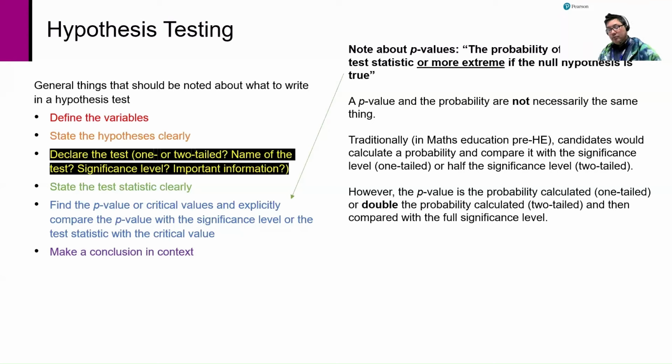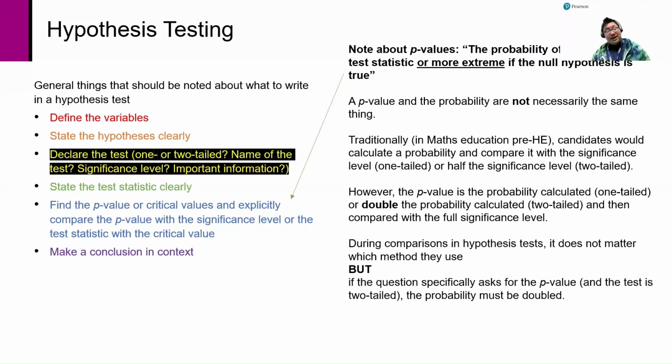But the p-value is actually something different. The p-value is that probability for a one-tailed test. But for a two-tailed test, the p-value is actually double that probability. If you have one of those big graphical calculators, you'll notice that the p-value is doubled if you change the test from one-tailed to two-tailed. That's because the p-value is specifically defined to be double the probability, which means that you could then compare the p-value with the full significance level.